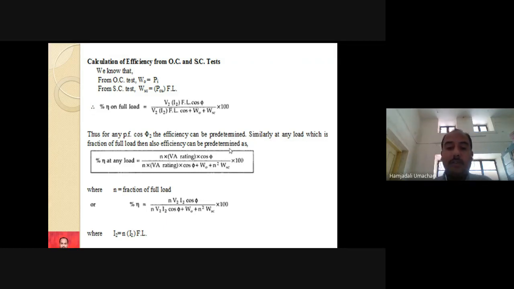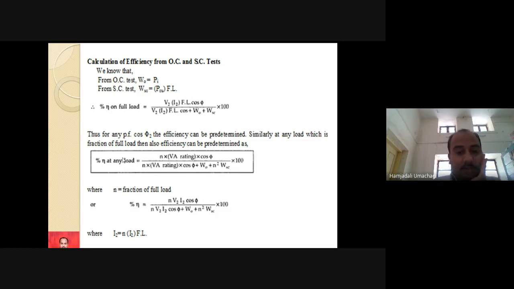Thus for any power factor cos phi 2, the efficiency can be predetermined. Similarly, at any load which is a fraction of full load, the efficiency can be predetermined with the same formula. But the earlier one is for the full load condition, that is 100% loading, whereas this is for a fraction of full load. Wherever there is KVA rating, V2 is the volt, I2 is the ampere, that is the VA rating, cos phi as it is. So output by input. Input means once again output plus total loss. Total loss means iron loss plus copper loss.